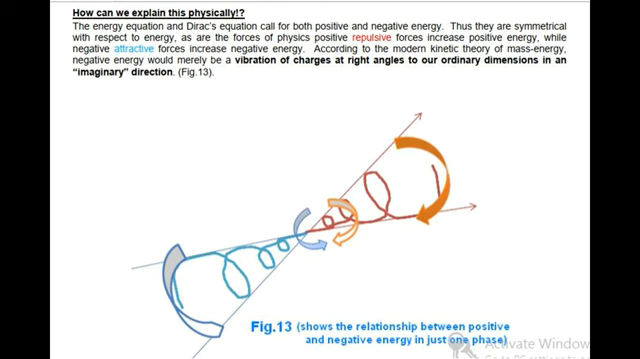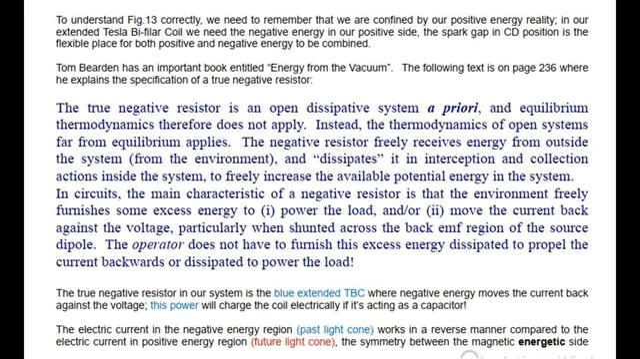Fig 13 shows the relationship between positive and negative energy in just one phase. To understand Fig 13 correctly, we need to remember that we are confined by our positive energy reality. In our extended Tesla bifilar coil we need the negative energy in our positive side. The spark gap in CD position is the flexible place for both positive and negative energy to be combined.